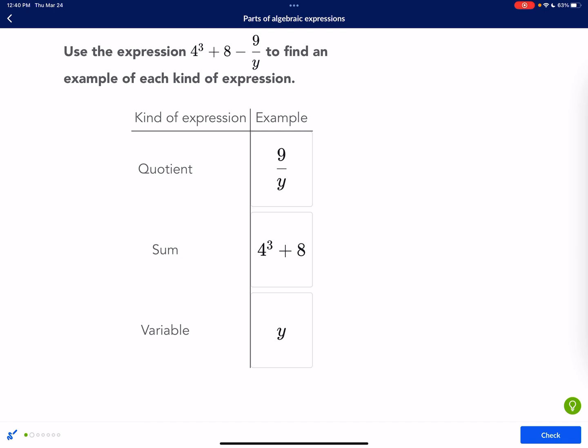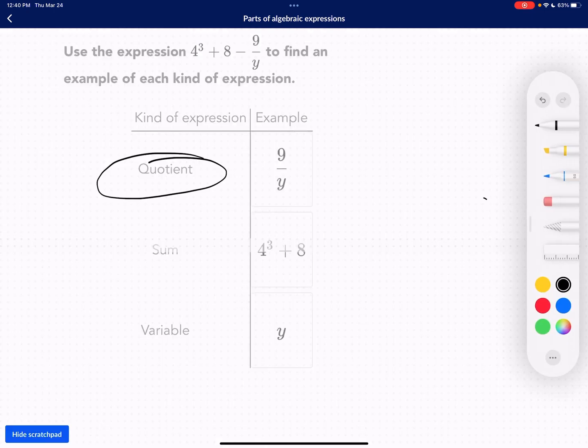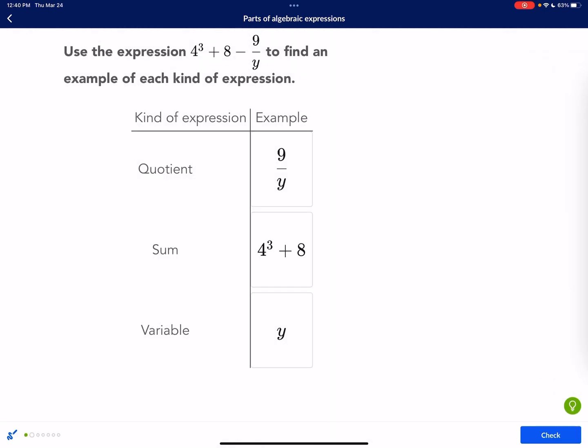The next one we're looking for is sum. So sum just means that there's an addition sign present. So this one is the only one with an addition sign present, so it's the only one that I can think could be a sum. And then this one's the only one that's a variable, so that's got to be that one.